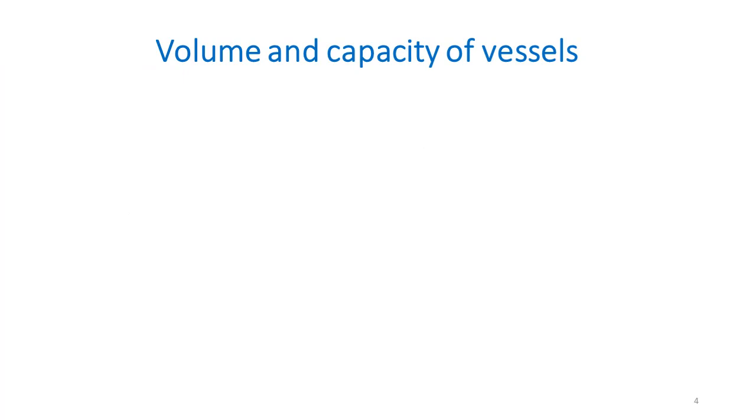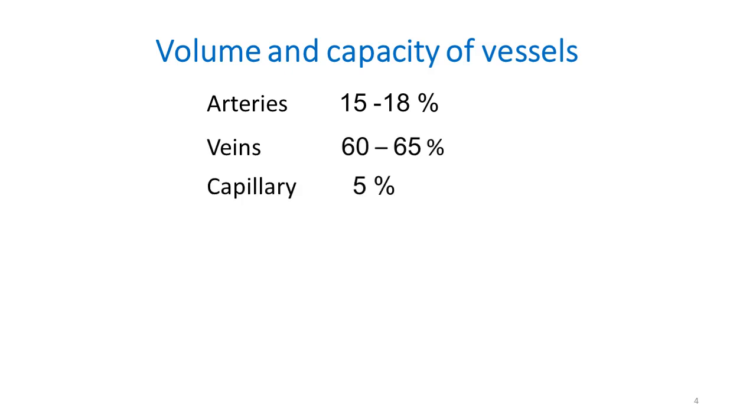So, what is the difference between volume and capacities of different vessels? Here you can see the volume of arteries is about 50 to 80%. The veins are about 60 to 65%. Capillaries are about 5%, lungs volume is about 9%, and heart volume is about 4%. The summation of these is 100%, and they are the volumes of vessels.